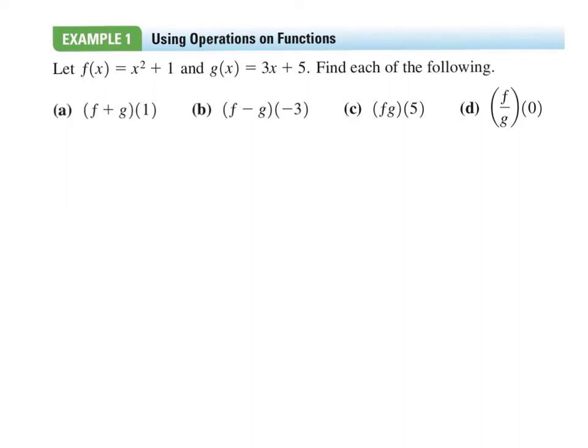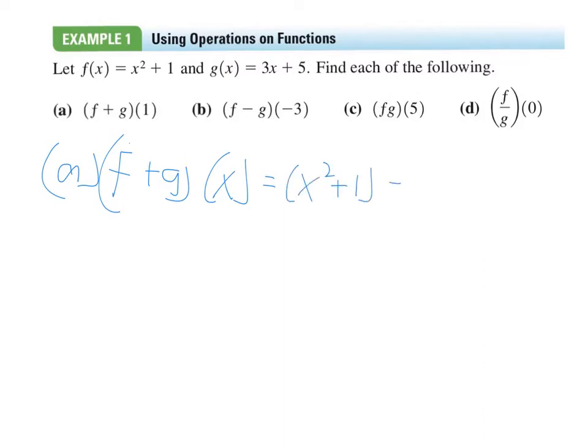Okay, so now here's an example where you do the same thing, but instead of f plus g of x, you'd have f plus g of a certain number, in this case 1. You can start by working out the same way. You can find f plus g of x. If you do f plus g of x, you can just add them together. x squared plus 1 plus 3x plus 5. Add them together, that'd be x squared plus 3x plus 6.